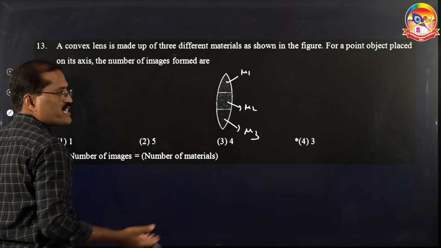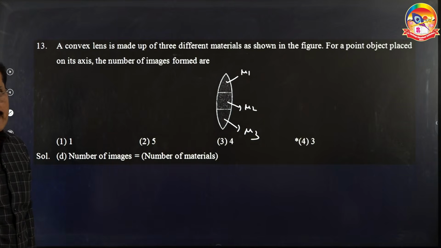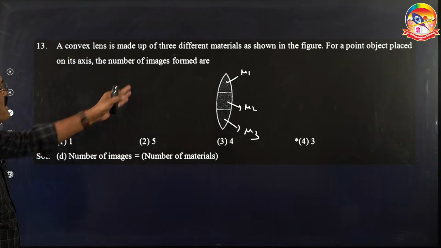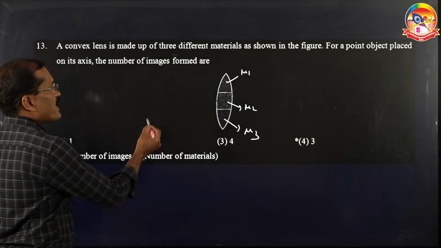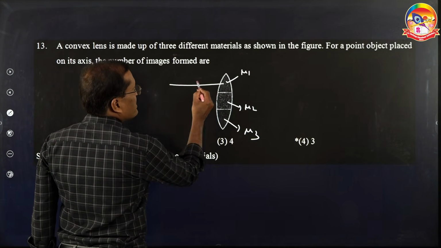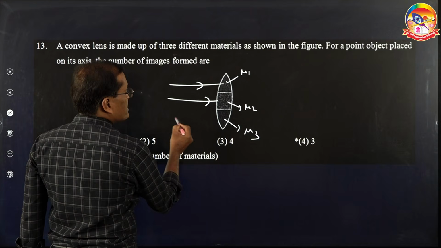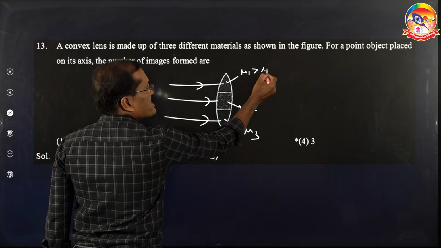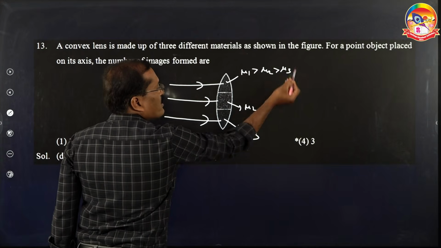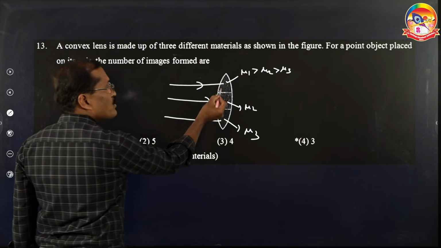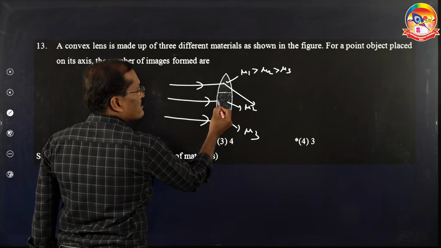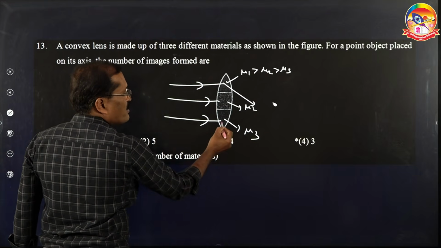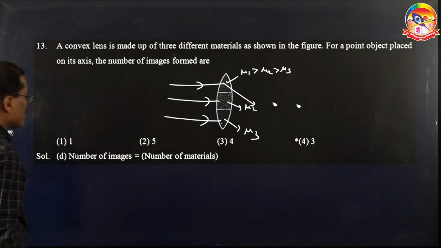Because focal length depends upon the refractive index, naturally the image distance also changes, so how many focal points will be there, how many images are possible. Let us take one ray incident here, this ray 1 incident, and assume that mu1 is greater than mu2 is greater than mu3. When mu is more, refraction is more, so this ray will meet here. The rays coming from here form one more image and one more image, like this 3 images are possible here.